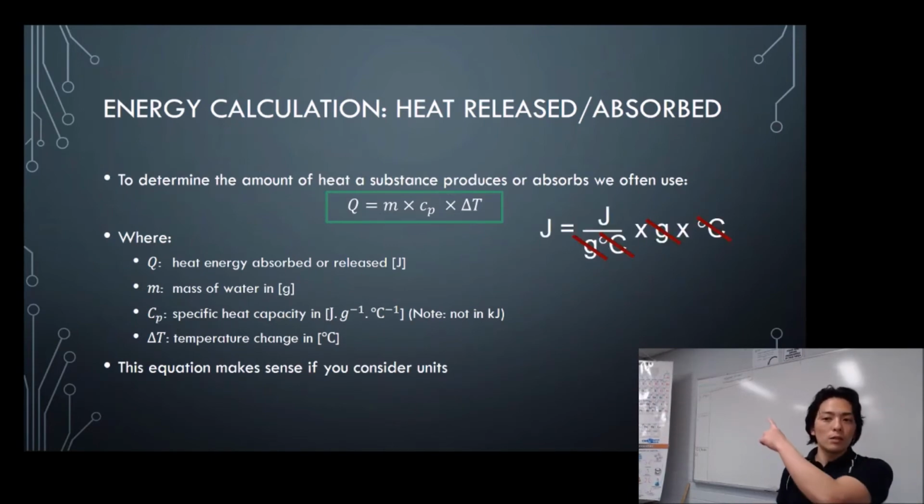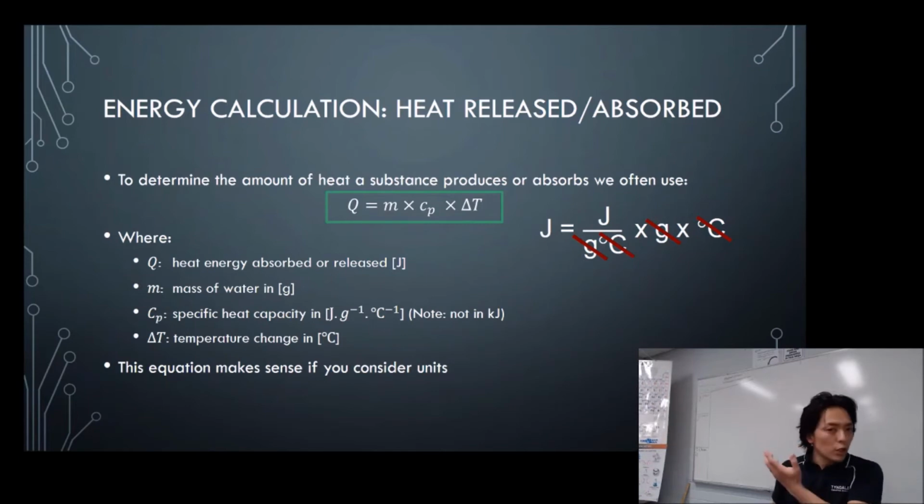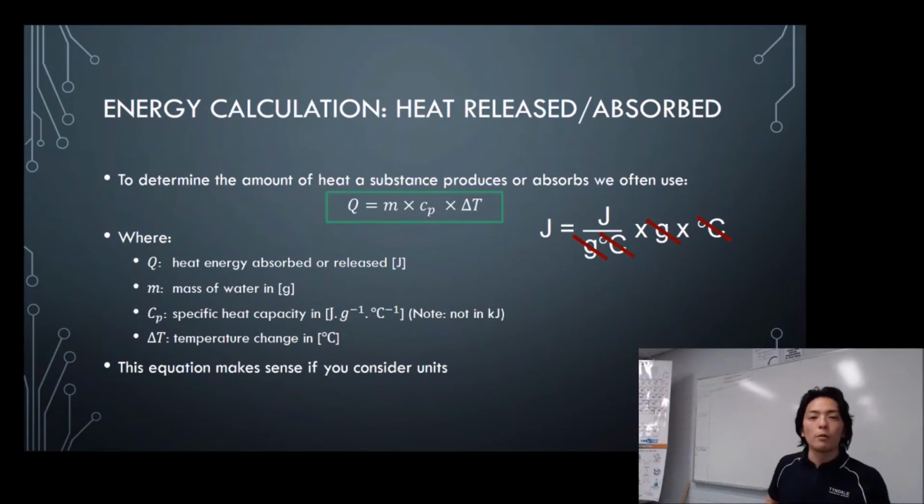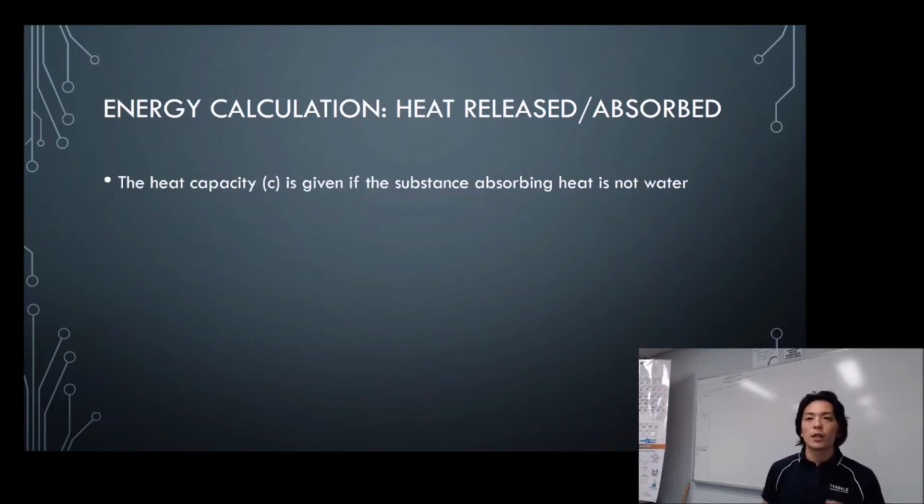So here is what it's showing there. Joules is what you want to find out. That's Q. M is grams. Delta T is degrees Celsius. And C is joules per gram per degree Celsius. As you can see, joules is the only thing that's left, and the grams and degrees Celsius can all be cancelled out after doing this calculation. So that's maybe one way of memorizing how to use it, or what you're doing. So work with the units.